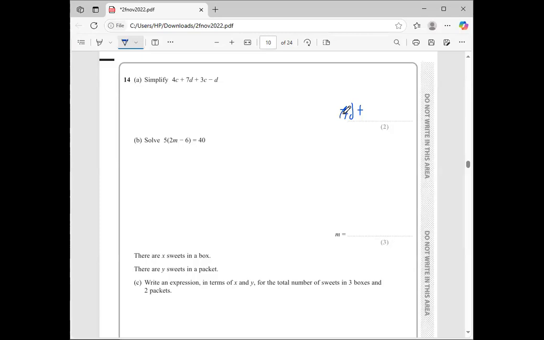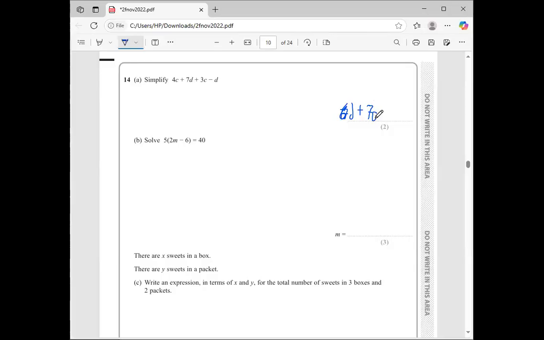Hold on. Sorry. 7c plus, what am I doing? 7d minus d is 6d. Then 4 plus 3 is 7c. Okay, yeah. Okay, I will go do that.